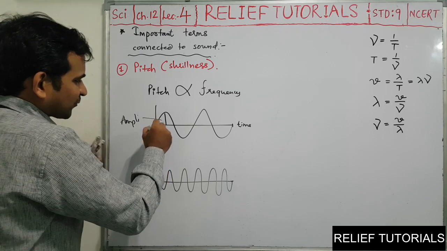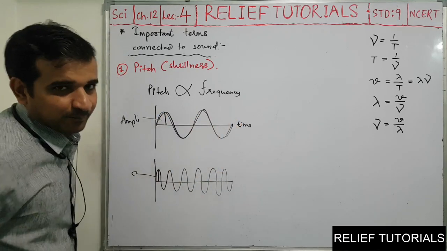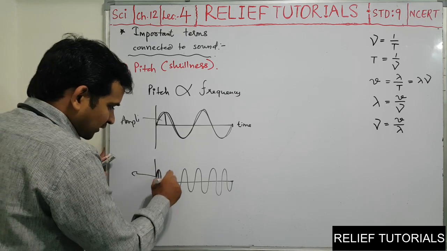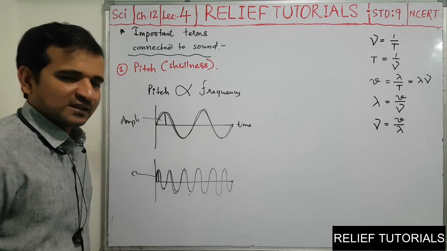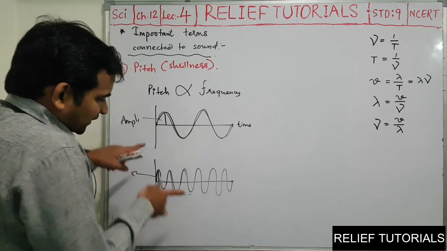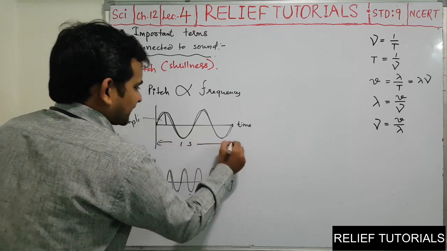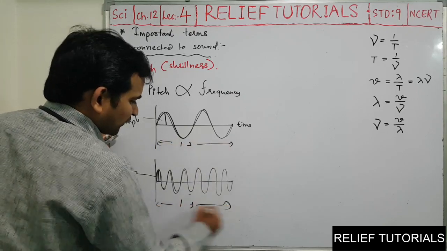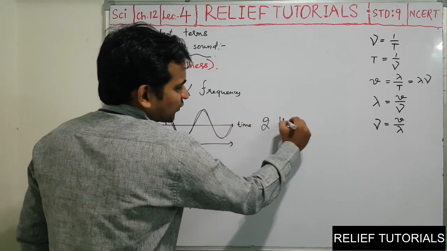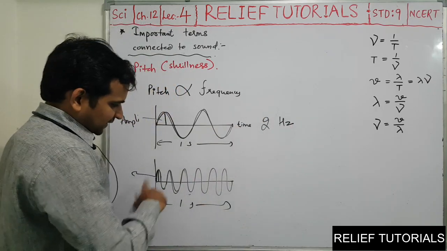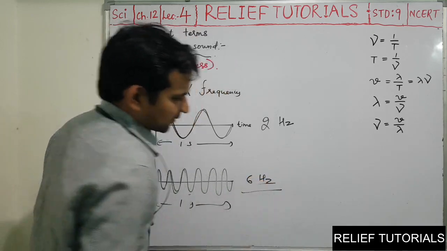But how many waves are produced here? Let us say this is 1 and 2 waves produced in a certain time. And here, 1, 2, 3, 4, 5 and 6 waves are produced in a certain time. So I think here the frequency is higher. Let us say this time is 1 second, and this time is also 1 second. So 2 waves in 1 second means the frequency is 2 hertz, and 6 waves in 1 second means the frequency is 6 hertz.